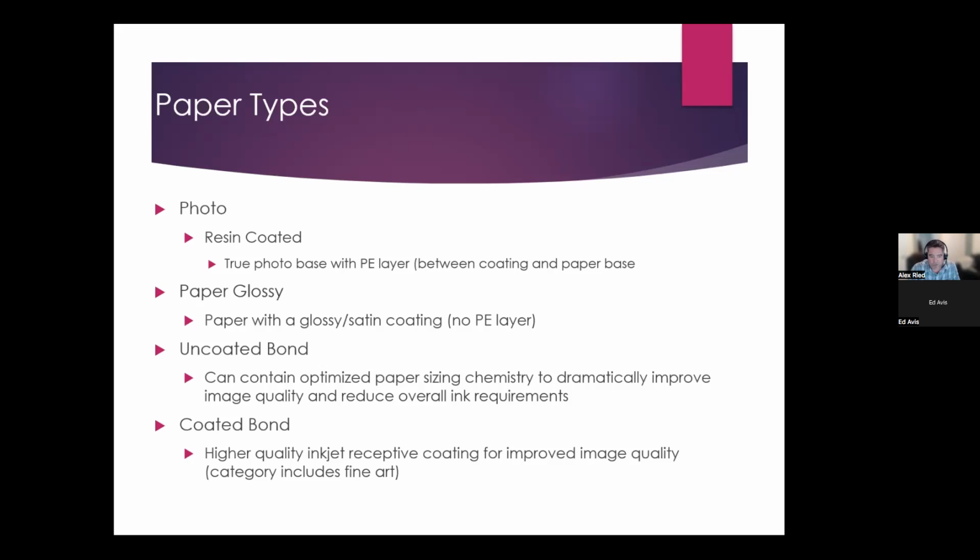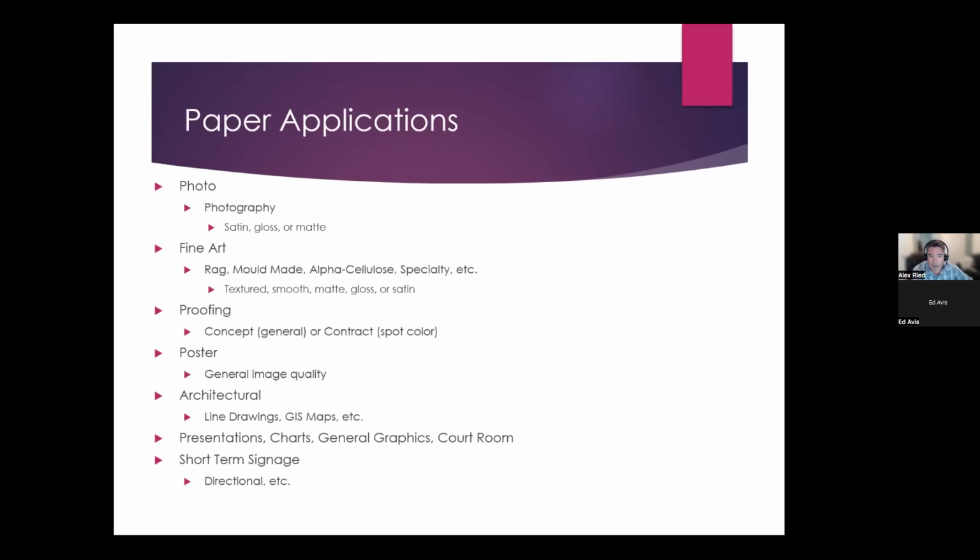And then your coated bond, which is going to include anything from a high performance matte paper all the way to some of the fine art papers that you might see in different museums that are printed by various inkjet technologies. Applications. As I mentioned, we alluded to some of this before. You've got your photography, your high-end individual photographer, your wedding photographer, your fine art papers, and this is the coated matte category where you're looking at a variety of different types of paper substrates, most commonly rag, mold made, alpha cellulose, other specialties. These have a variety of different textures, smooth, matte, cold press, hot press, a variety of different things that we could get into at another time.